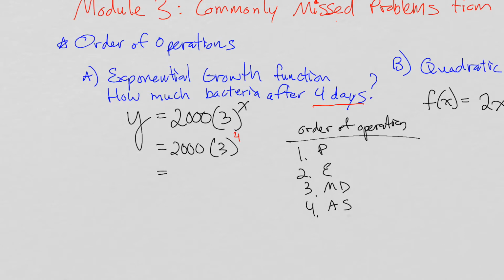So what we're going to do is take our calculator and do 3 to the 4th. We're going to do that first, and that's going to be 81. And then we're going to multiply 2,000 times 81 and get 162,000 bacteria.